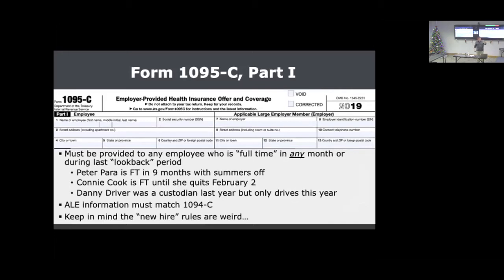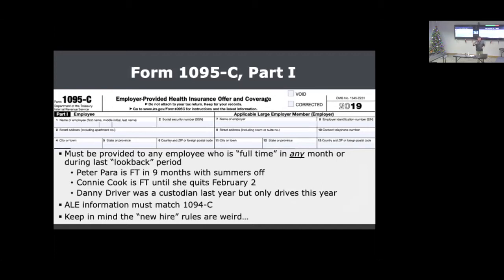So for lack of a better way of explaining it, the safest route is to offer them insurance if you think they might be full-time, but that's tough to take back if it turns out they weren't. But you do have the ability to track somebody's status for the next year, measured from their start date, to decide if they are full-time before you offer them insurance.